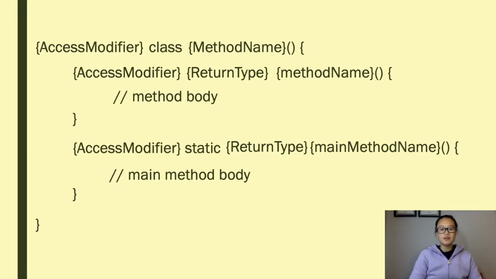Just a note, every Java program has to have a main method, and its purpose is to tell the JVM that this is the starting point of the code. Now that we know how a Java program is structured, let's create a Java program.